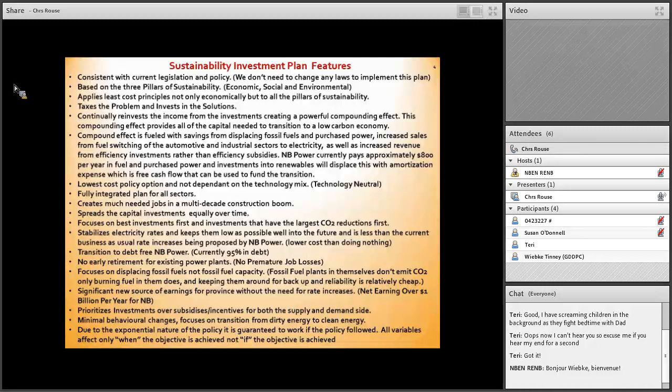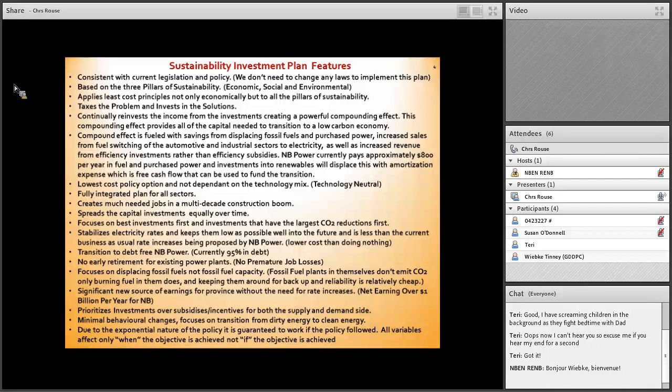So this plan is consistent with current legislation and policy, meaning that we don't have to change any laws to implement this plan. We just need to change our plans. The framework to do this is already implemented when the new Climate Change Act came out last April. The plan is based on the 3 pillars of sustainability: economic, social, and environmental. It applies least cost principles not only economically, but to all the pillars of sustainability. It taxes the problem and invests in the solutions.